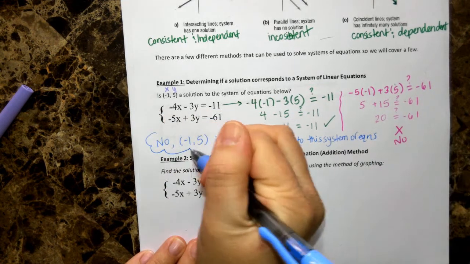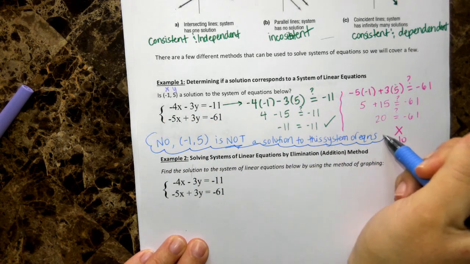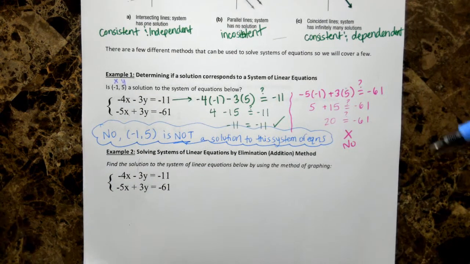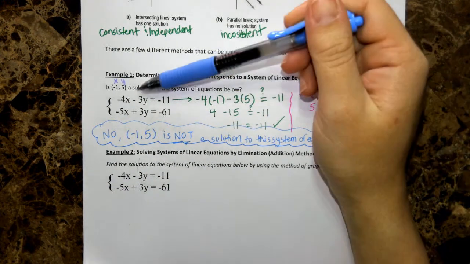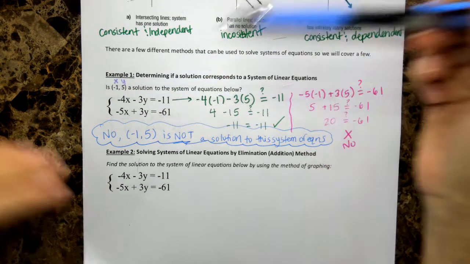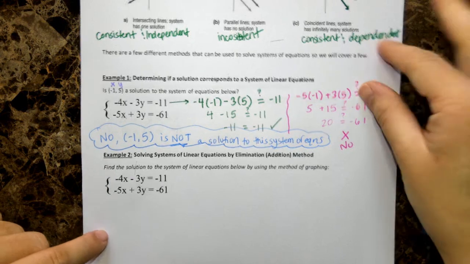Okay, I'm going to bubble that as well. Okay. All right, we just did an example on how to determine if a specific point that they give us is a solution to a system of equations. And we got no for this particular example.